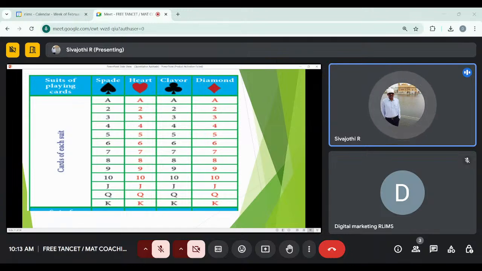In the same manner, let A be the event of getting a king card. We have 4 kings, spade, heart, club, diamond. Again 4 by 52, which is 1 by 13. The probability is 1 by 13. In the same manner, jack is also 1 by 13, queen also 1 by 13, king also 1 by 13. Okay, so this is a way to find the probability.